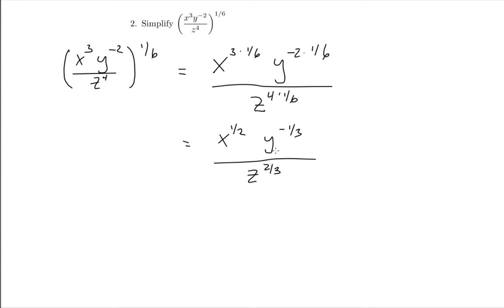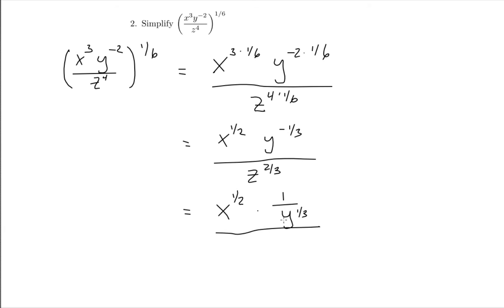Now we still have this y to the -1/3 on here. So what we would like to do is turn that into a positive exponent. And to do that, we are going to turn it into its reciprocal, and then multiply the whole thing through. So we have x to the 1/2 times 1 over y to the 1/3.